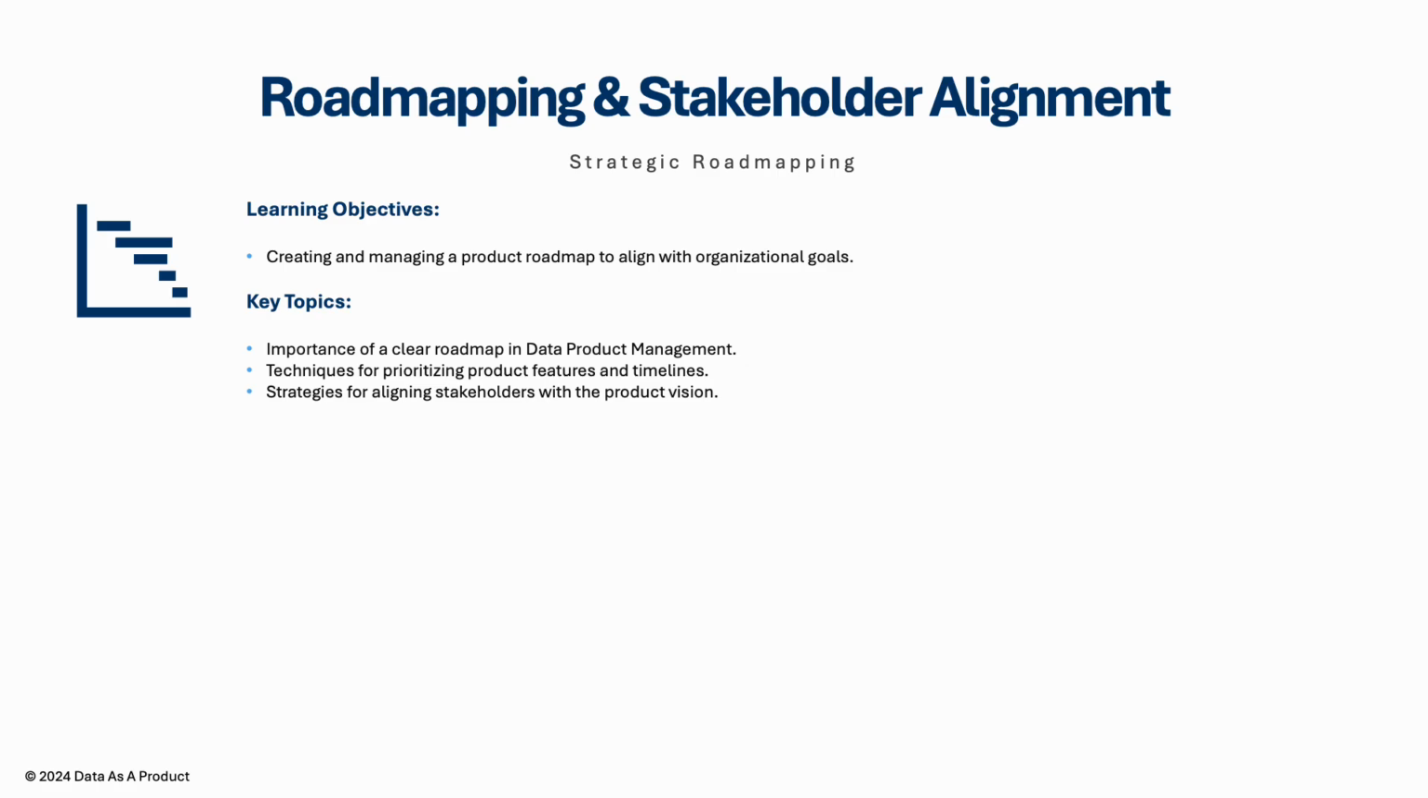Creating a roadmap starts with setting clear objectives. These should be aligned with both the business goals and the needs identified through your user research. What are the key milestones you need to hit to achieve these objectives? What features or improvements will you prioritize in each phase? Your roadmap should provide answers to these questions.